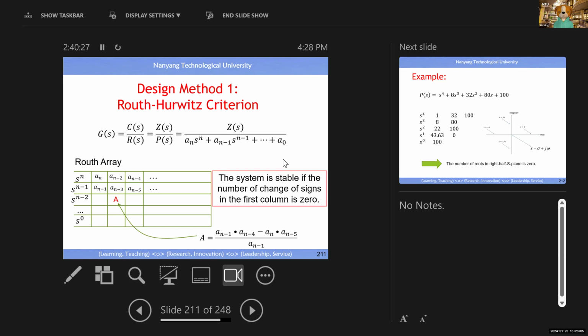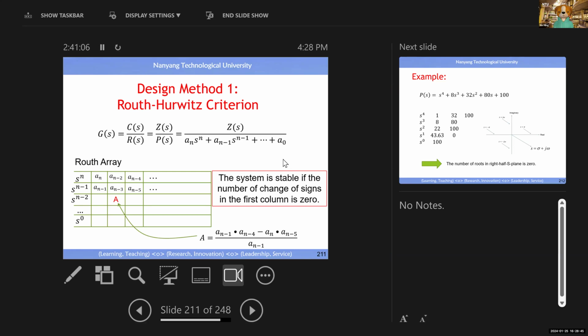Normally it is in the form of a ratio between two polynomials. You just pay attention to the denominator. You use the denominator coefficients to fill up this matrix, right? Look at the degree of the denominator, because for each term you have one row. First term is the first row, second term is the second row, s to the power n minus 1, all the way to s to the power 0. So depending on the number of terms in the denominator, you have a matrix with this number of rows, right?